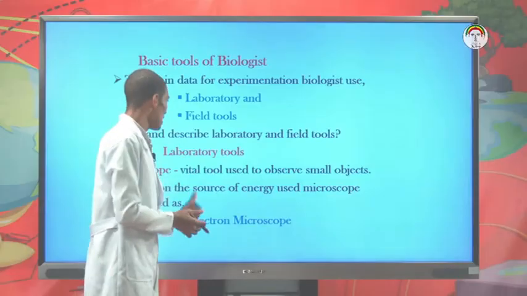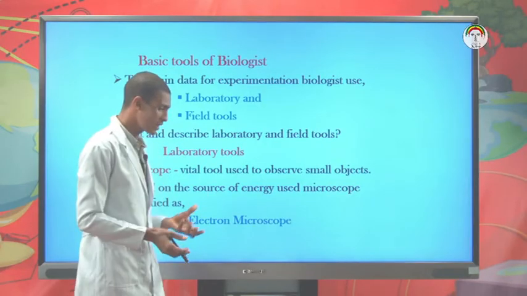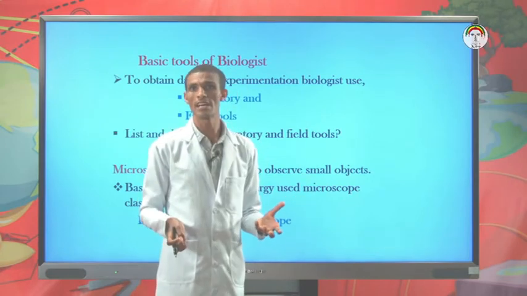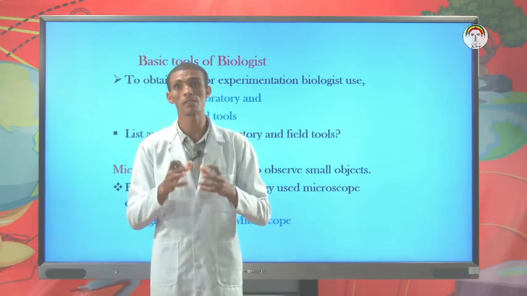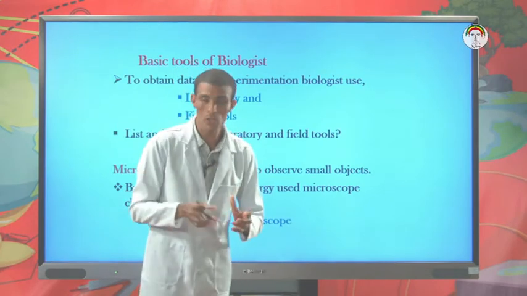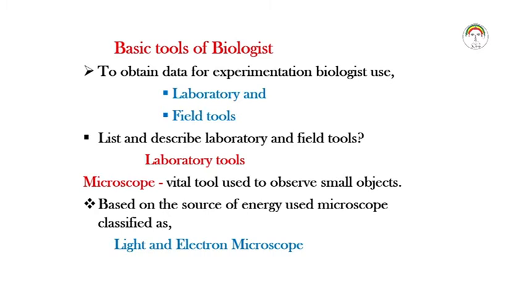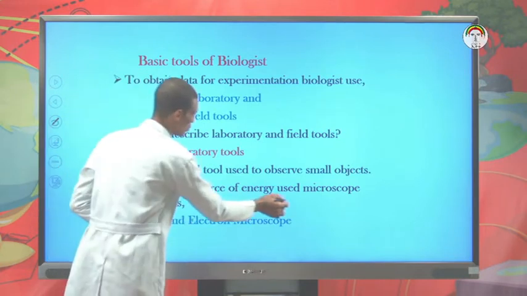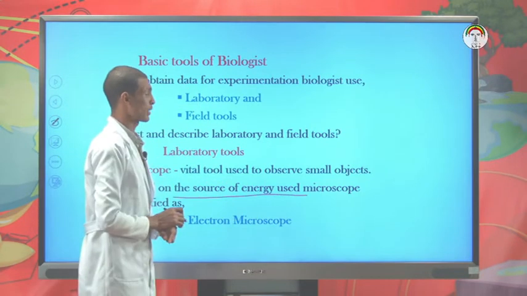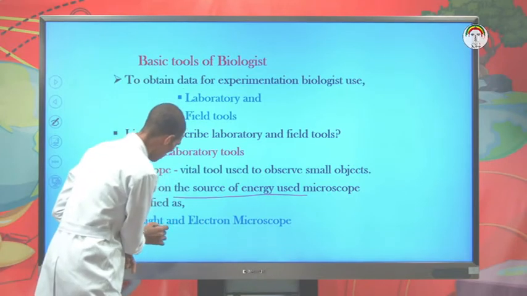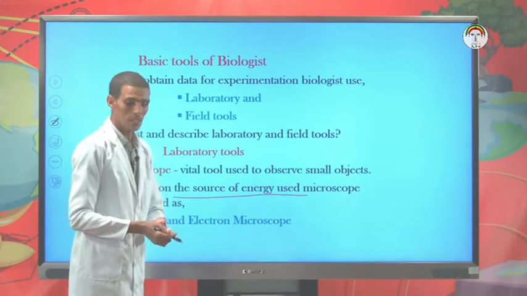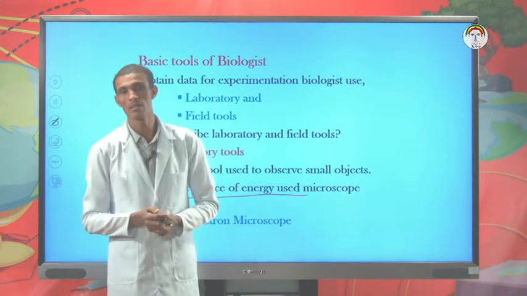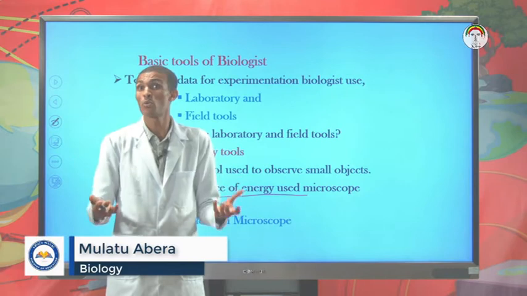When we say laboratory tool, the most important laboratory tool that biologists use, and highly important in the development of biology, is the microscope. Microscopes may be classified into light microscope and electron microscope, based on the source of energy they use. The light microscope has low magnification power and low resolution power, and it increases the size of a specimen that you observe that is much smaller.